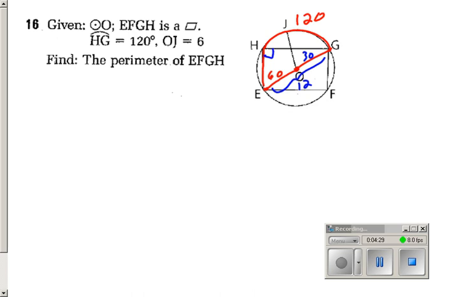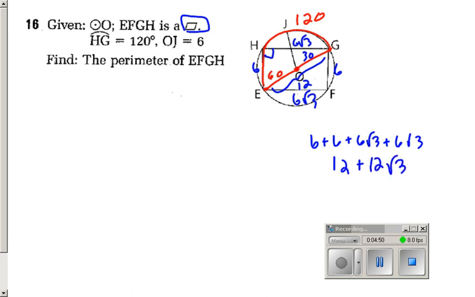The hypotenuse is 12, short leg would be 6, and then HG would be 6 root 3. So the perimeter, it's a rectangle, it's a parallelogram, but I know a parallelogram inscribed in the circle is a rectangle. So that makes the perimeter here 6 plus 6 plus 6 root 3 plus 6 root 3. So the total perimeter is going to be 12 plus 12 root 3. That's the answers to number 9 and 16 from 10.7.